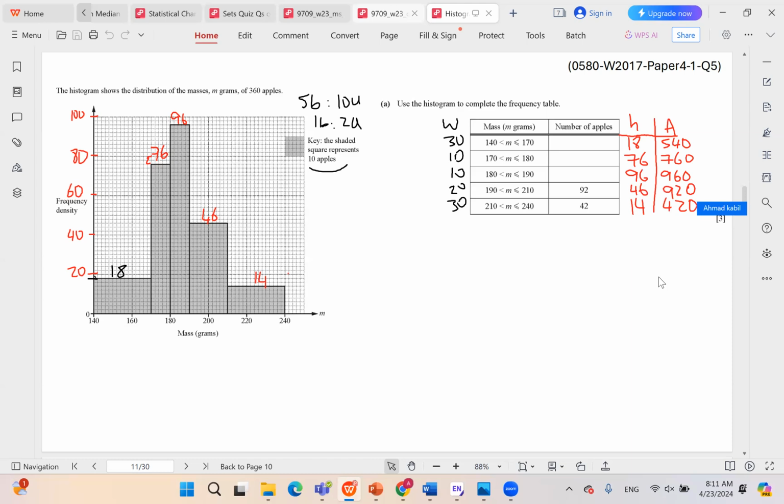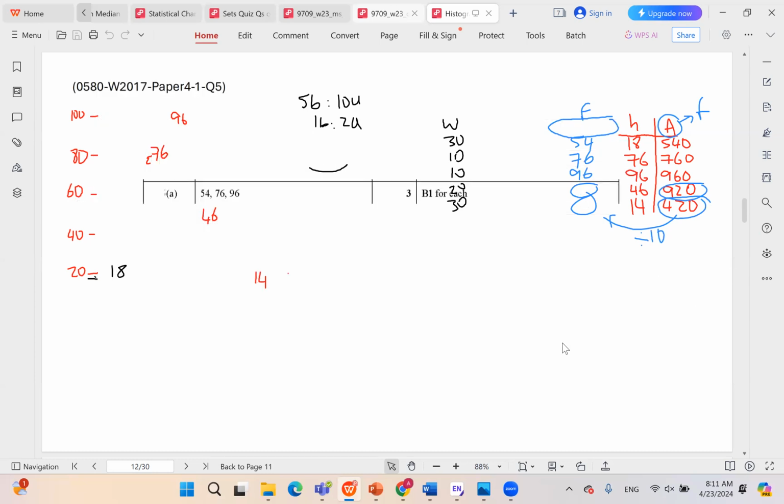So this is our area, which is supposed to be representing the frequency. And this is the actual frequency here. And we have to figure out the ratio between them. So for our values, we have 920 corresponding to 92 and 420 corresponding to 42. So basically we are dividing by 10. So we can fill in the rest of the table quite easily. 54, 76, and 96. Let's check the marking scheme. So these are the correct answers here.